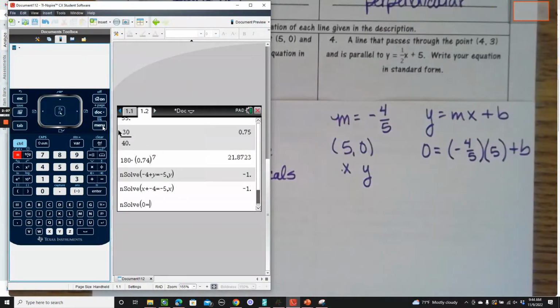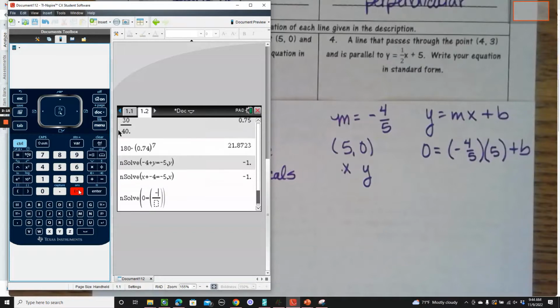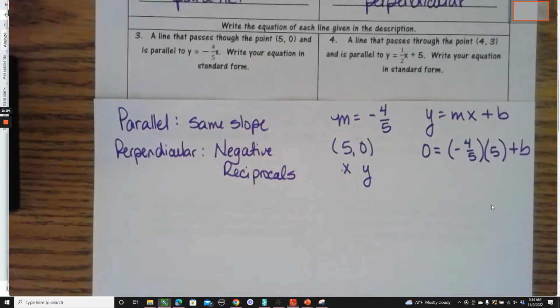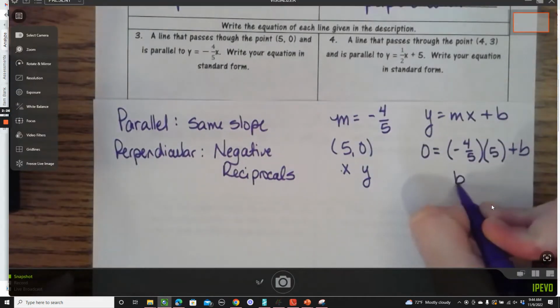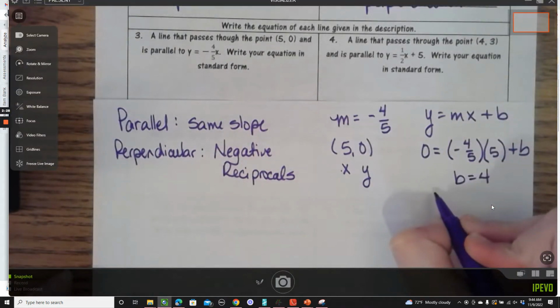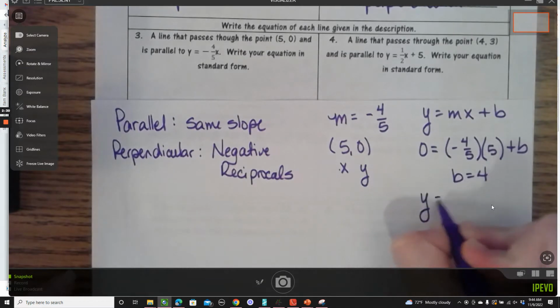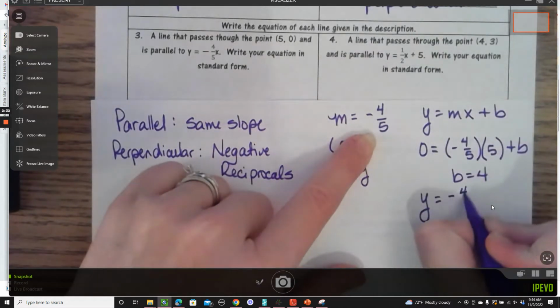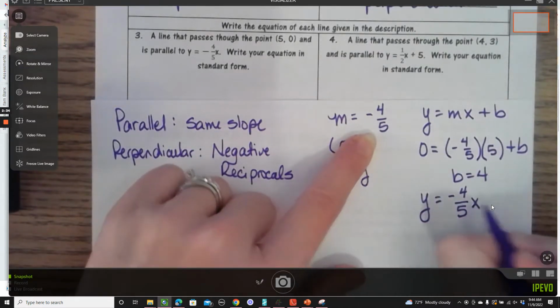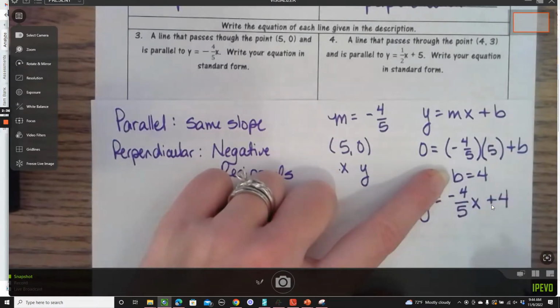So 0 equals -4/5 times 5 plus b. So my b is a 4. So my equation would be y equals slope, tack on the x, plus the y-intercept.